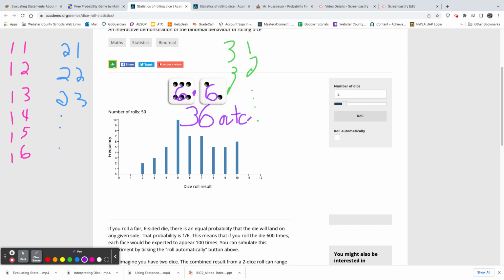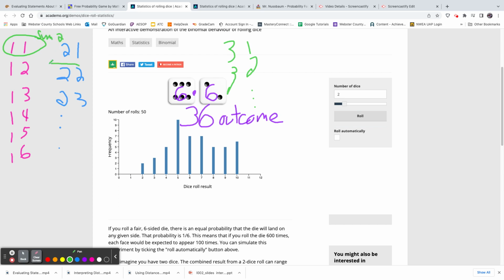But what you're trying to figure out is, of those 36 outcomes, are you going to get sums that are less than 7 or greater than 7? What they mean by that is if I rolled a 1 and a 1, that gives me a sum of 2.